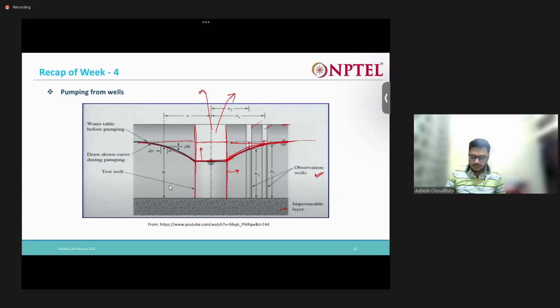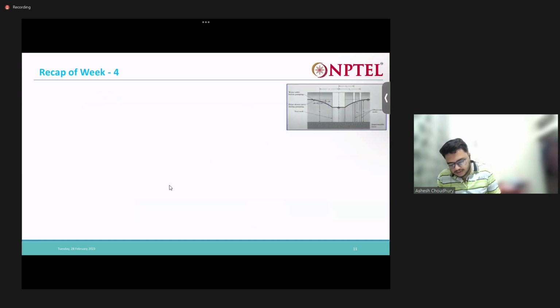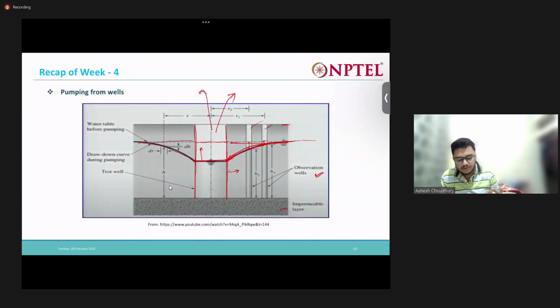Water is being constantly pumped out from this test well, and after a certain time it is seen that this height has become fixed. So this height and this height, say h2 and h1, have become almost fixed and are not changing, which means steady state has been achieved for the drawdown. We are pumping out and the steady state has been achieved; these h2 and h1 are not changing anymore.